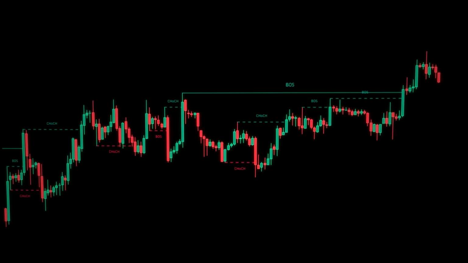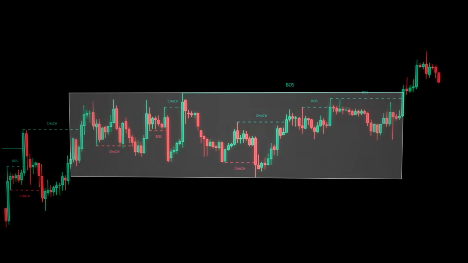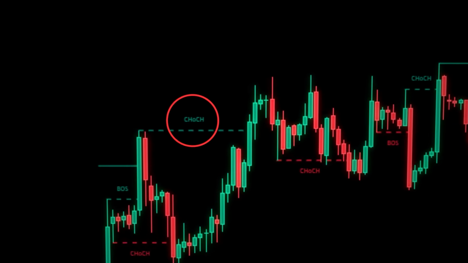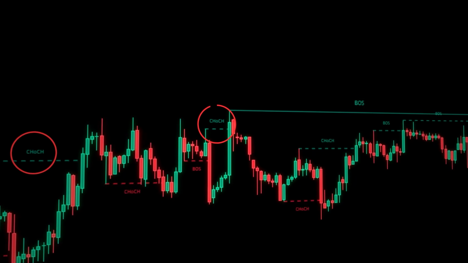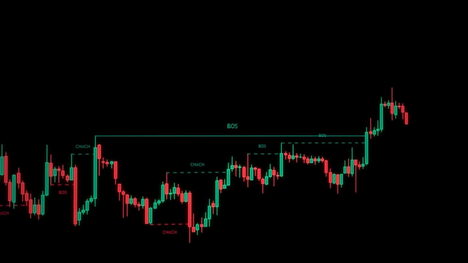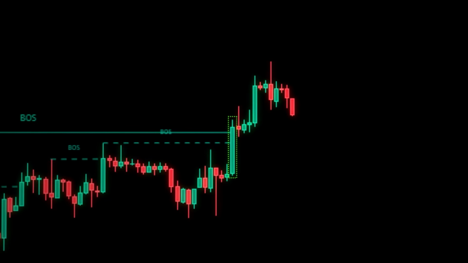In this example, we're looking at Ethereum, and what we can see is that it's been ranging for a long time. What we see the indicator doing is highlighting that it's making higher highs and higher lows. Then we see a change of character, followed up by a break of structure. A big impulsive candle shows that the momentum came in and played out on the chart.